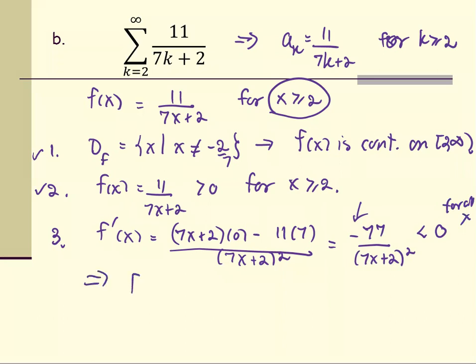Then we can say f(x) is decreasing on the interval 2 to infinity. Check. So we meet all three conditions of the integral test. So we're going to proceed using the improper integral to find the value.